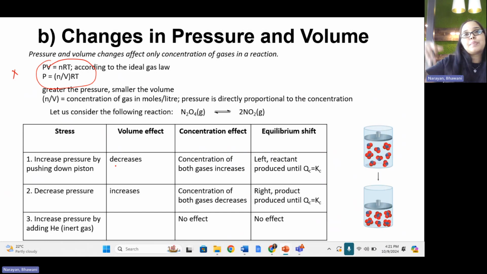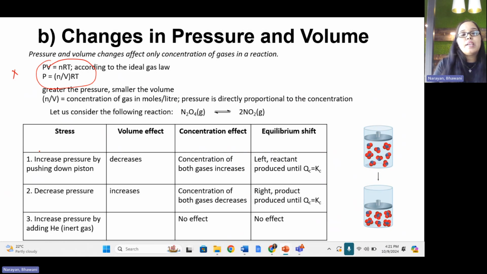Now gases get compressed, right? So if we have gas in a fixed volume of a container and we press down the piston, the gas gets compressed. So what we're going to do basically is increase the pressure by pushing down the piston and decrease pressure by pushing up the piston, all right? And the last one is we will try to increase the pressure by adding an inert gas, that is an external source. So let's go step by step.